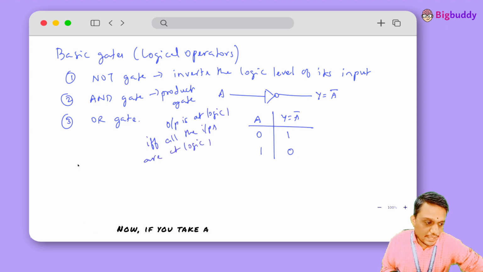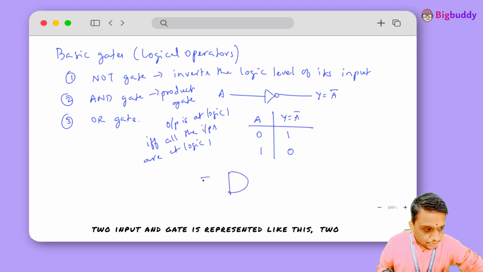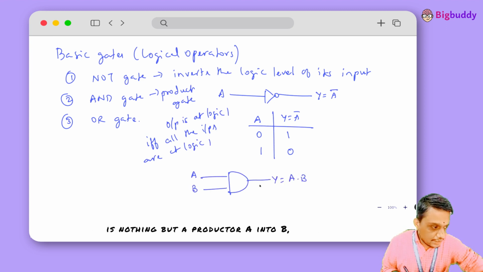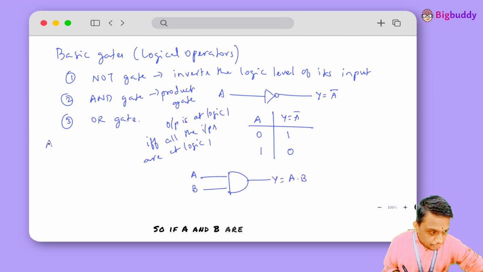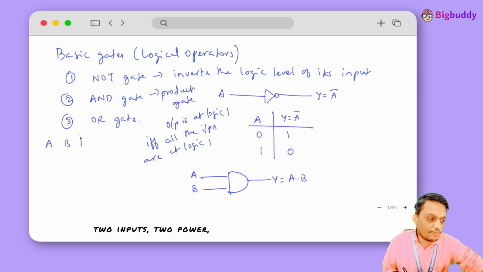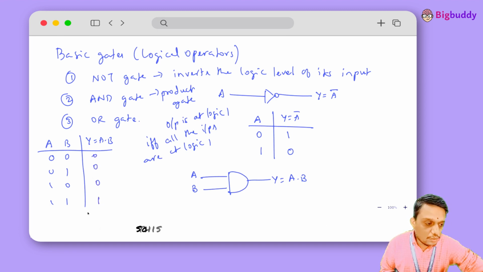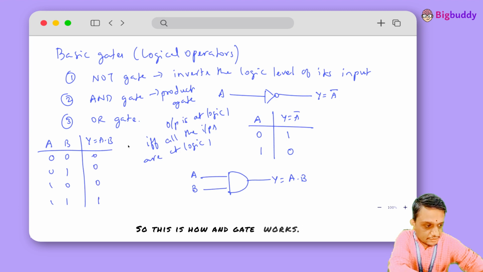Now, a 2-input AND gate is represented like this. 2 inputs A and B with the output Y, which is nothing but the product term A into B. So if A and B are inputs, there are 2 power 2 input combinations: 0 0, 0 1, 1 0, 1 1. When will the output be 1? Only if all the inputs are at logic 1. Only this will be 1, rest of them will be 0. So this is how the AND gate works.